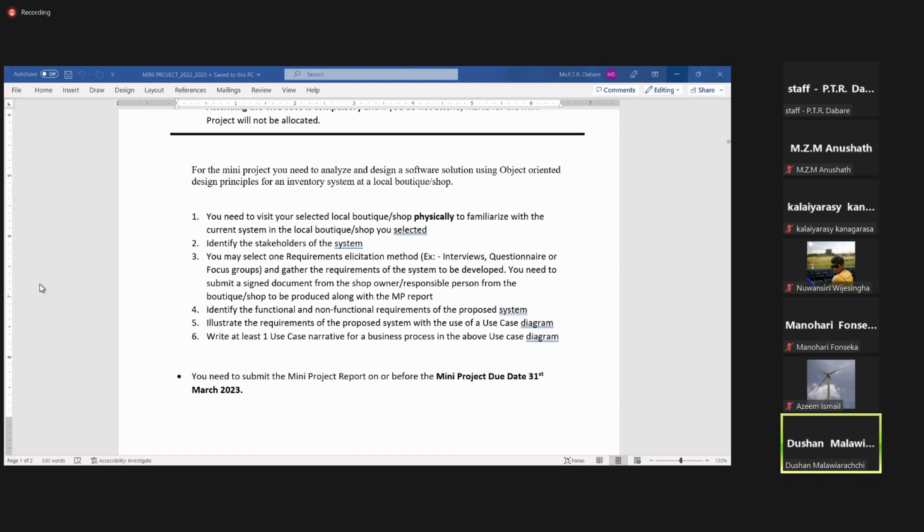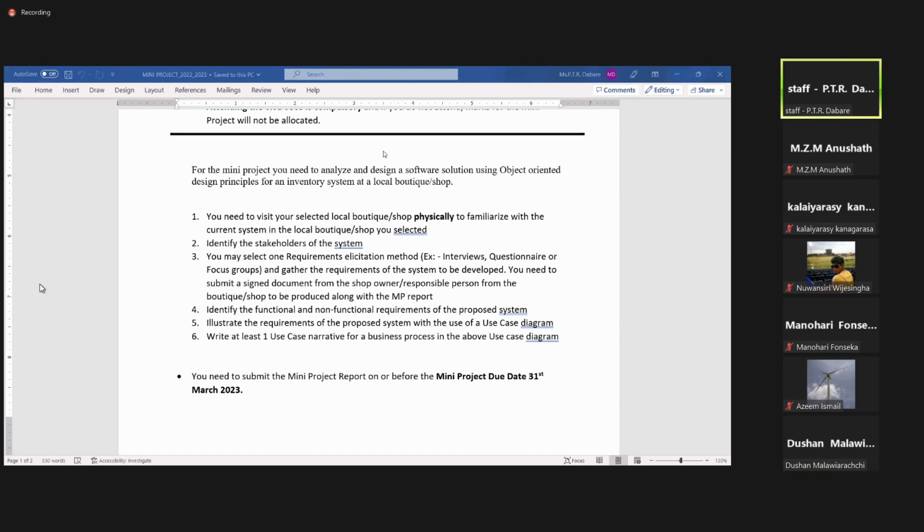Ma'am, when we select the method, if we select the interview method, then those questions in that particular document. Yes, you have to put those interviews in that document. Only the questions, ma'am, or the answers to the questions? Questions and answers. Answers, right.